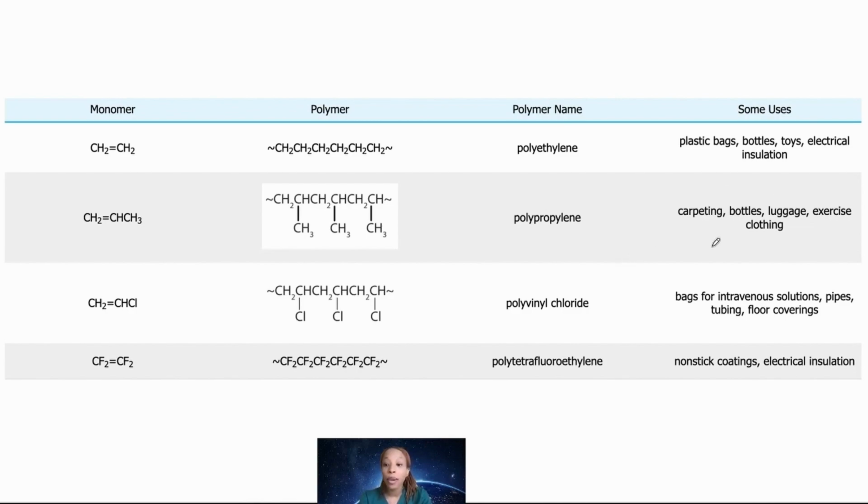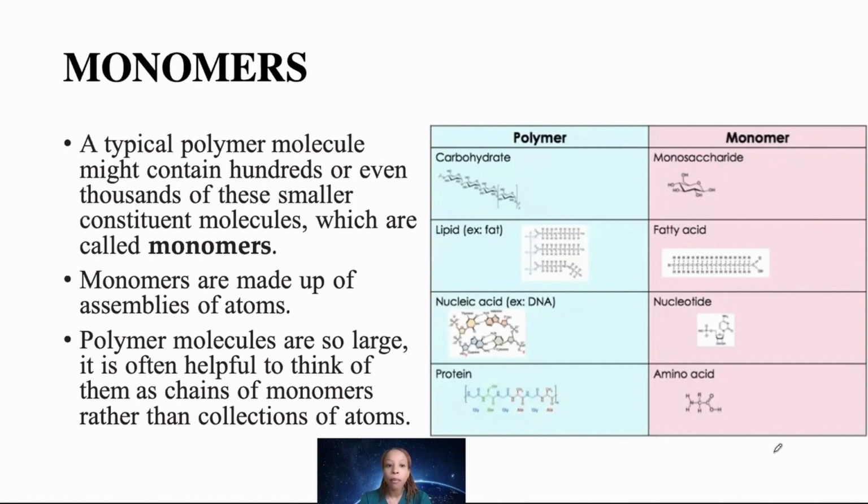Polypropylene we have in carpets, bottles, luggage, exercise clothing. Polyvinyl chloride we have in bags for IV solution, tubing, floor coating. Polytetrafluoroethylene is used for non-stick coating and electrical insulation. This is basically just showing that polymers are a combination of monomers. A typical polymer molecule might contain hundreds or even thousands of these small constituent molecules, which we call monomers, and the monomers are built up of assemblies of atoms.